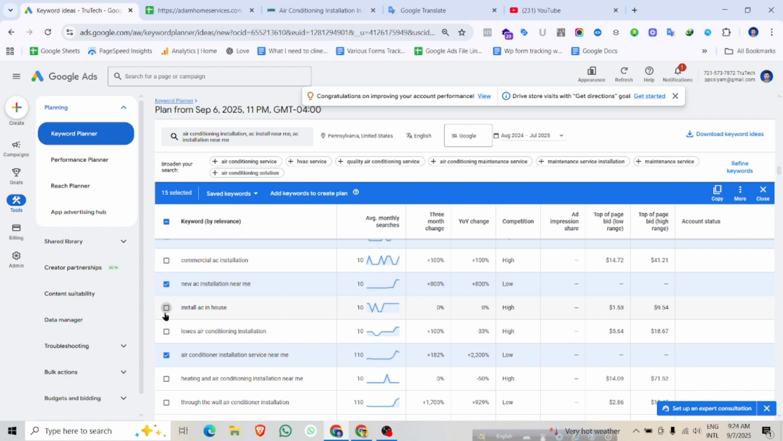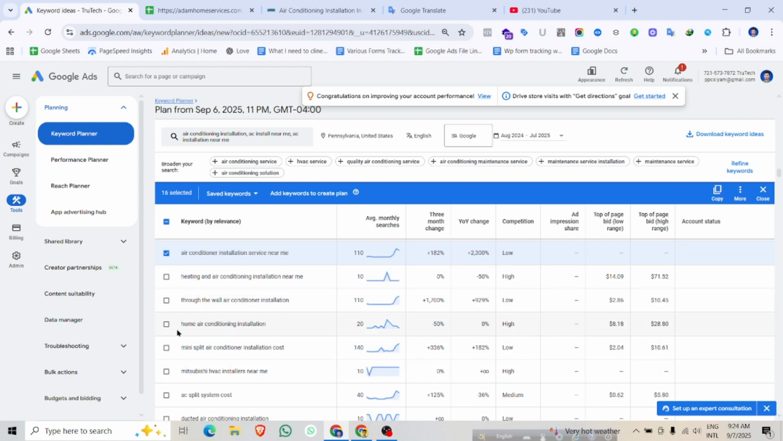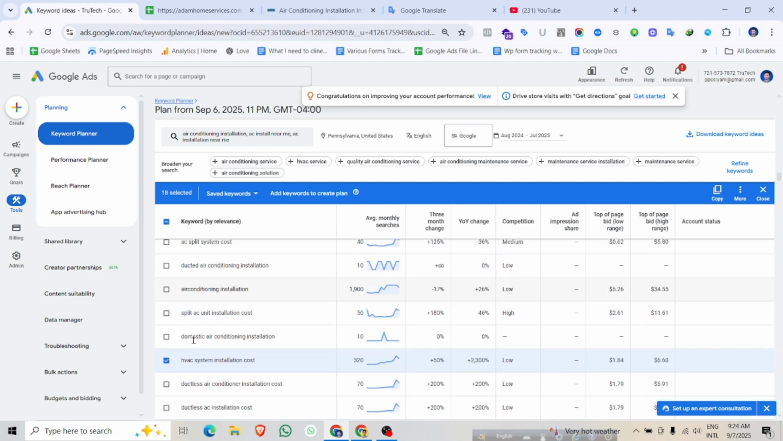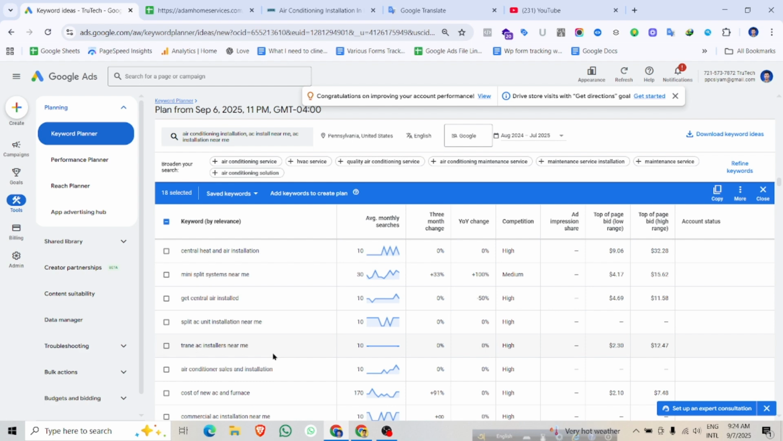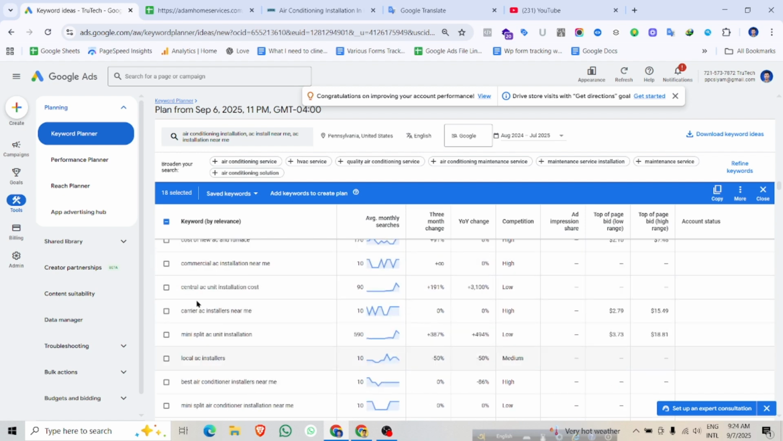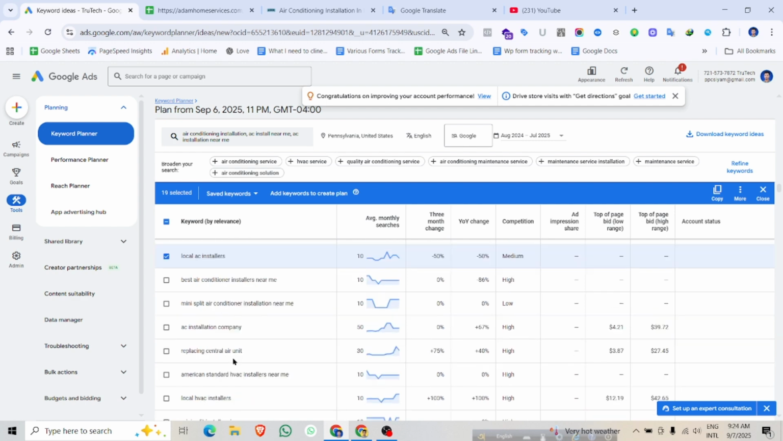AC in house. Okay, home air conditioning installation, HVAC system installation cost. Okay, air conditioner sales and installation. Local AC installer: you can add local types of words in a local ad group. Specifically, you can make a local ad group.